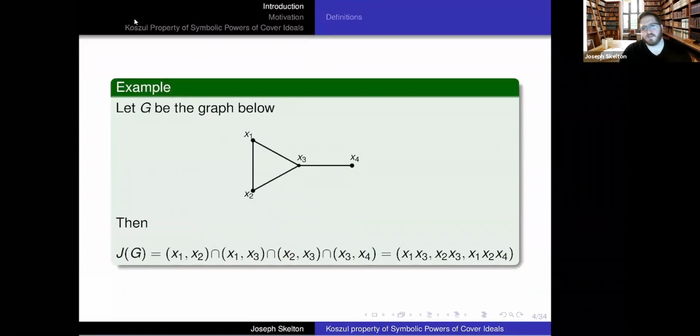So for example, here's a graph. For every edge, x1, x2 is an edge, so it's a generator, or it's an ideal in the intersection. And then once you take this intersection, you get this resulting ideal, and you can see that x1, x3 is a vertex cover, x2, x3 is a vertex cover, and x1, x2, and x4 are vertex covers. So that's a cover ideal.